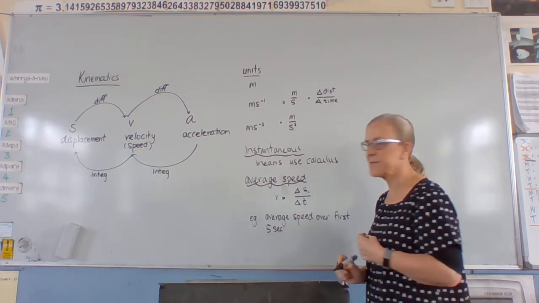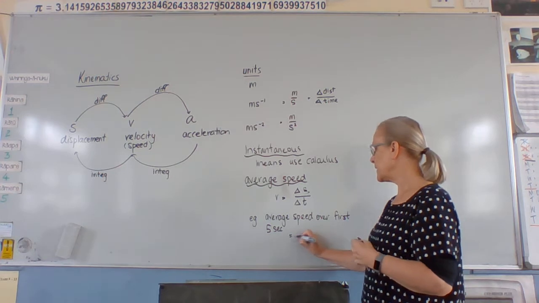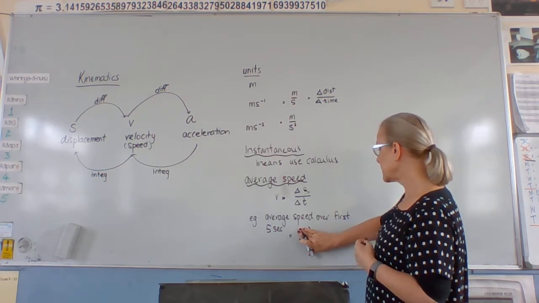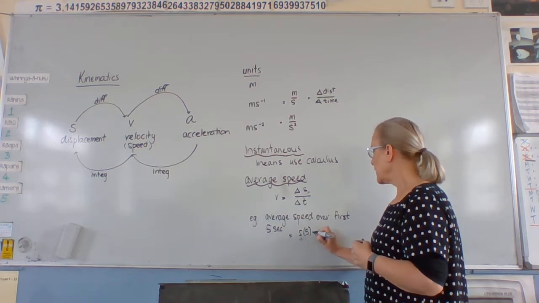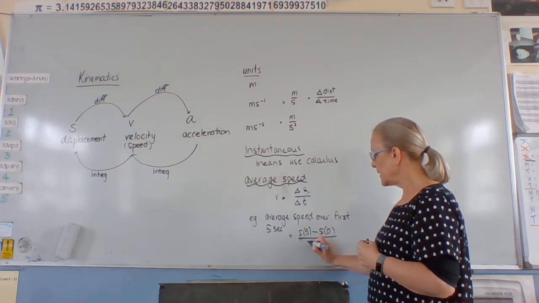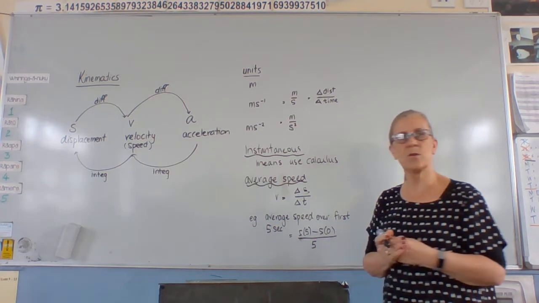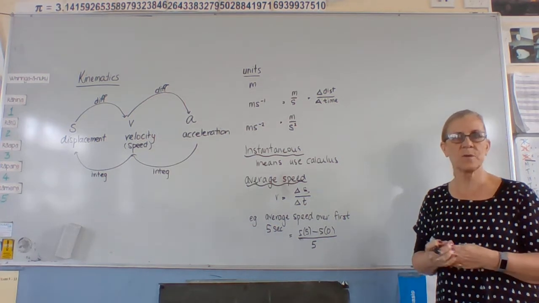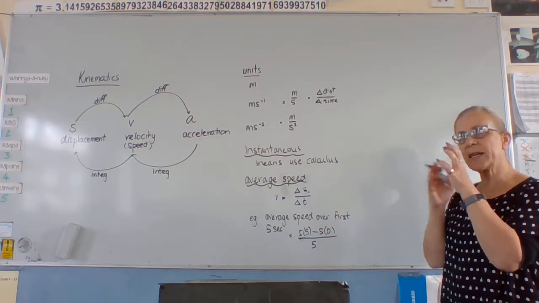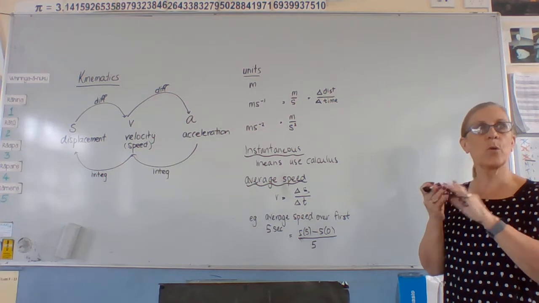average speed over the first 5 seconds. That would be the distance for 5. Oh, I keep using D, I want it to be D. Minus the distance of 0, divided by 5 seconds. Or T of 5 minus T of 0, which would be 5. All right? So those sort of formulas, you just need to be careful of looking for the words.